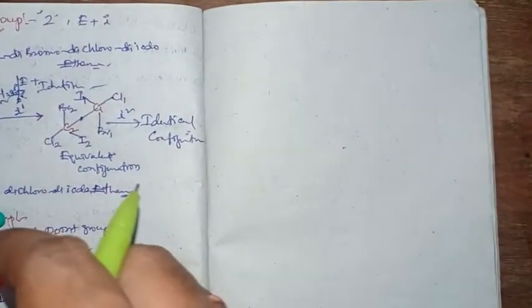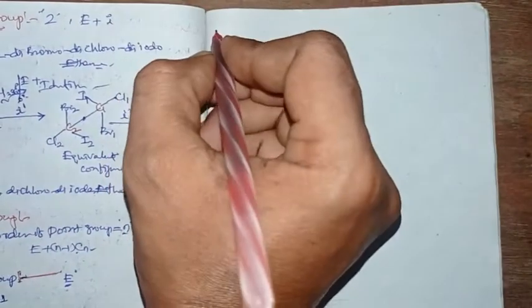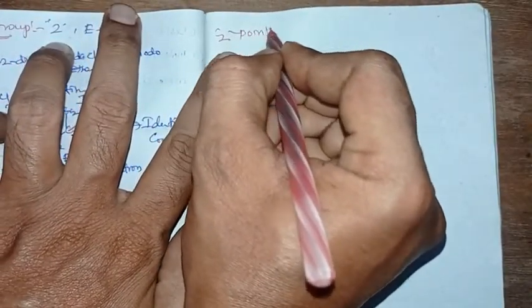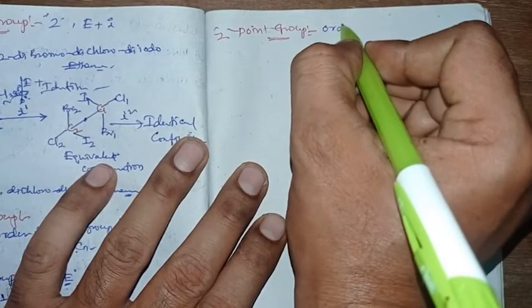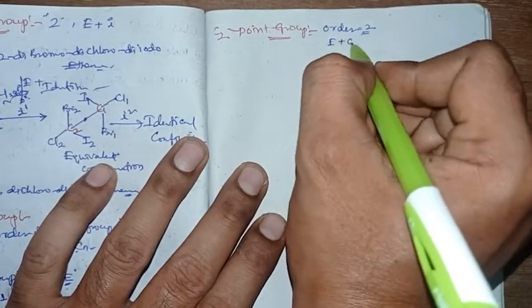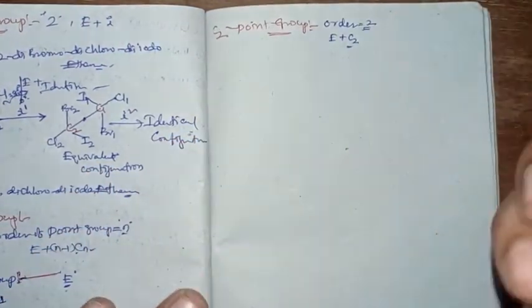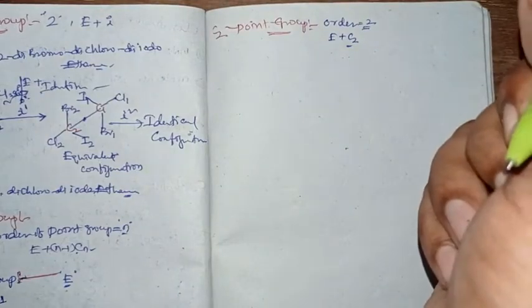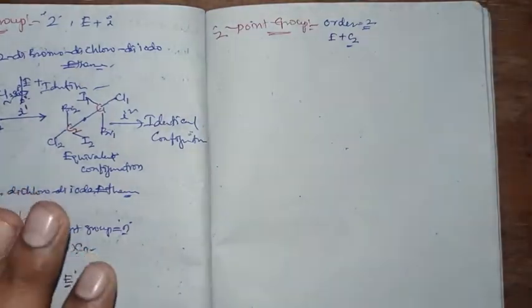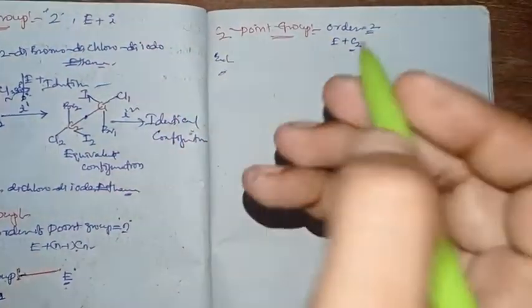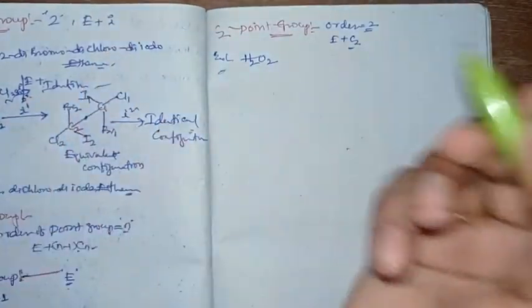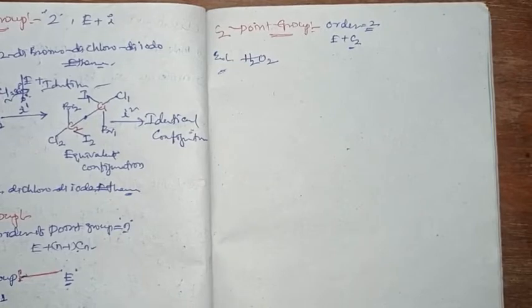So coming to the next, I would like to explain the C2 point group. In the C2 point group, the order will be 2, the elements will be E plus C2. There is a two-fold rotational axis with identity and no other elements. For this we have to take an example of hydrogen peroxide, where we should know the exact structure of hydrogen peroxide, and then we can get the exact explanation.